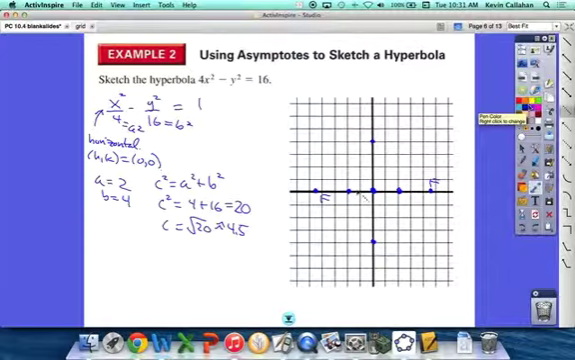These 4 points, the vertices and the points we just drew by using B, are the midpoints of the sides of a rectangle. So you're going to sketch in a rectangular box.